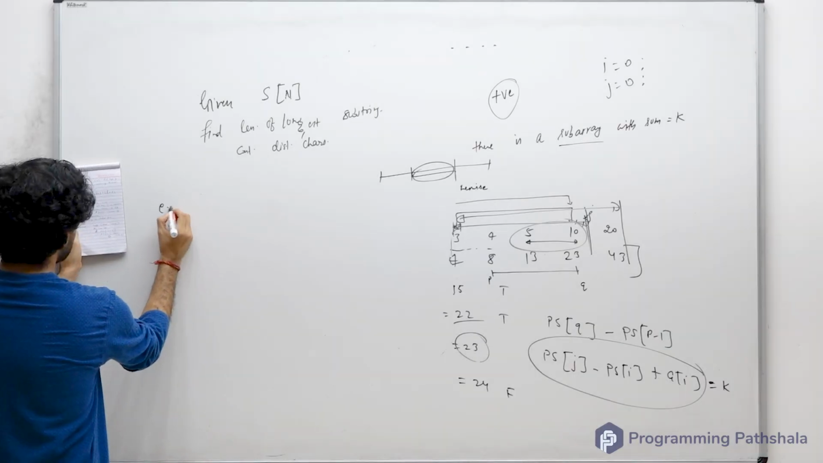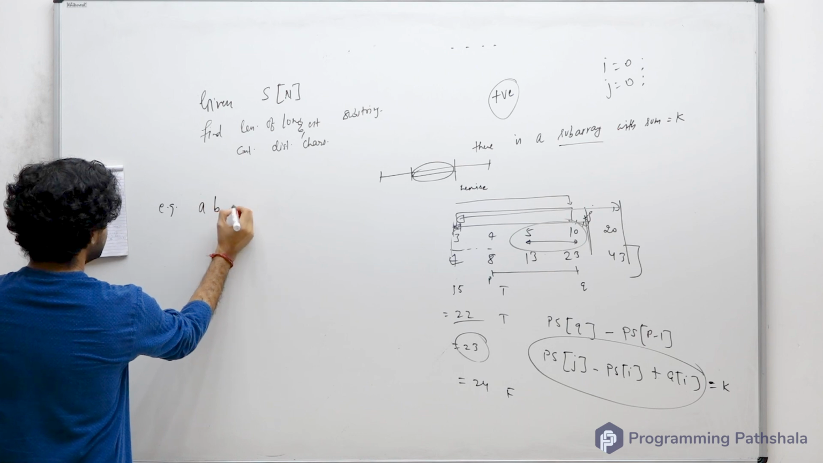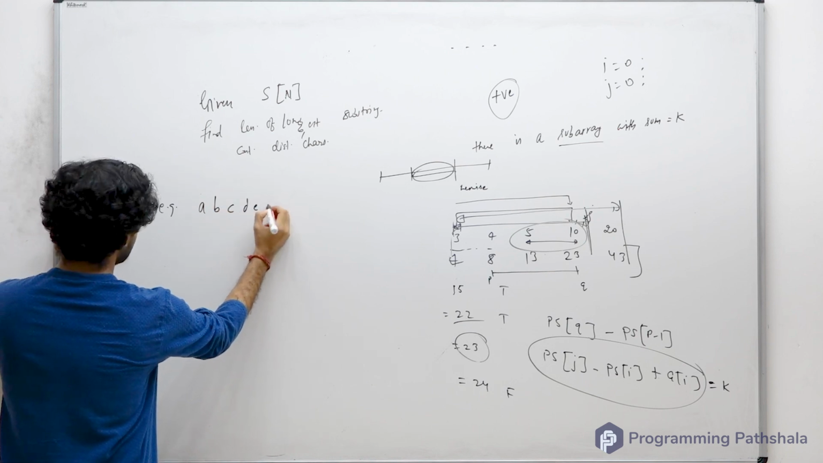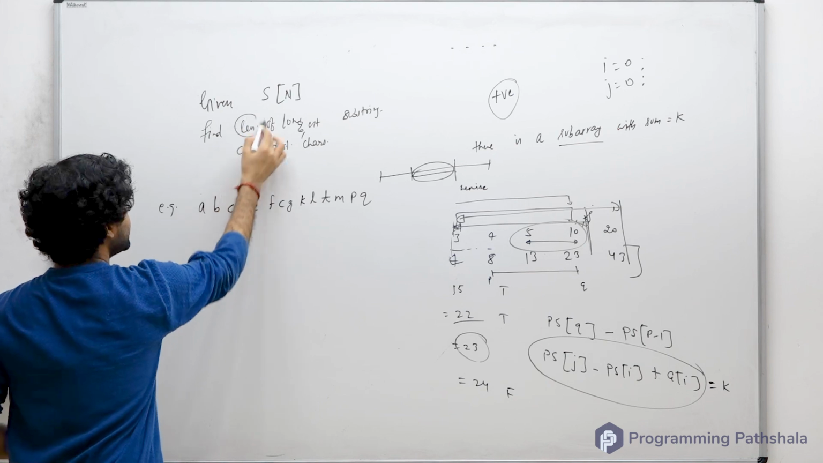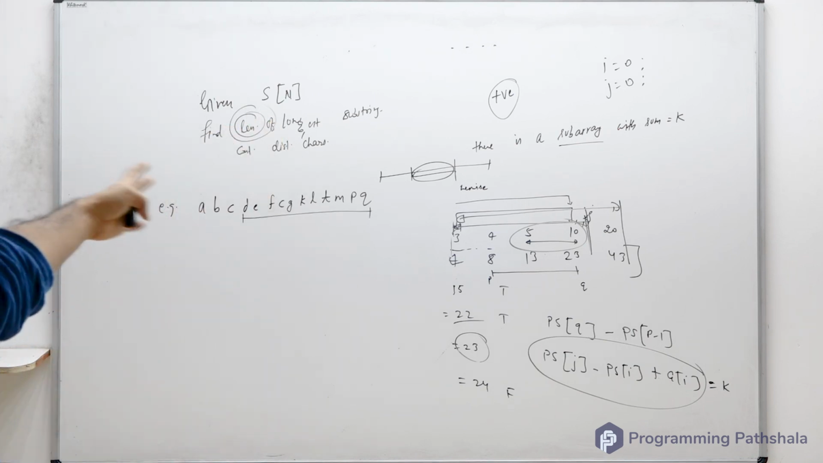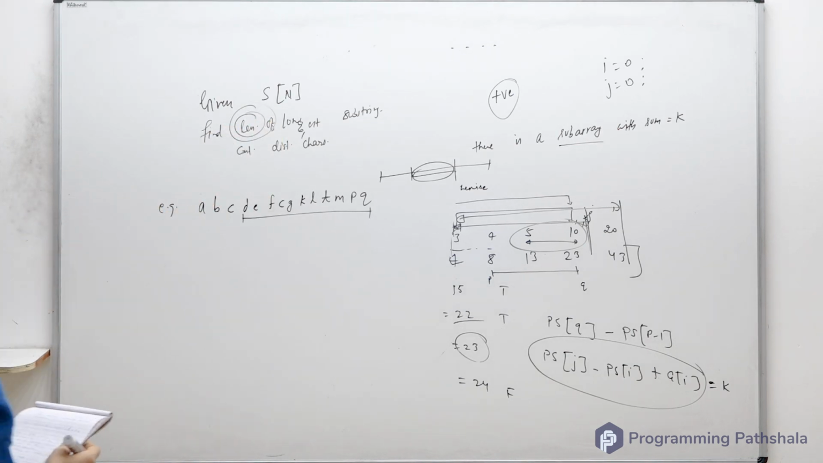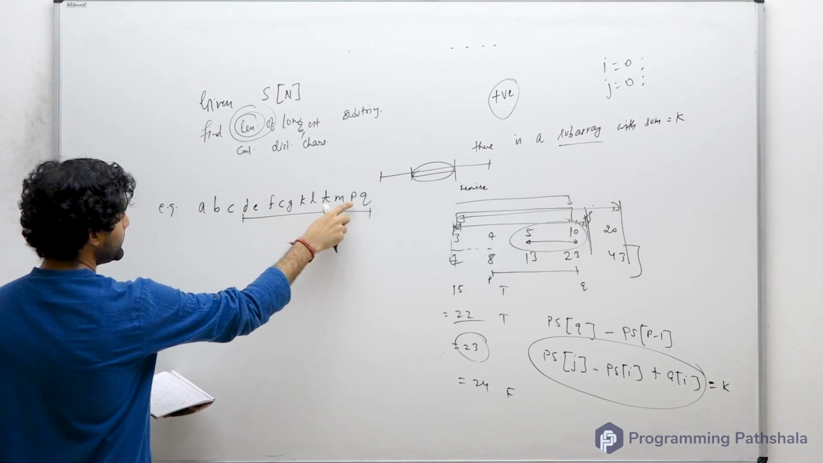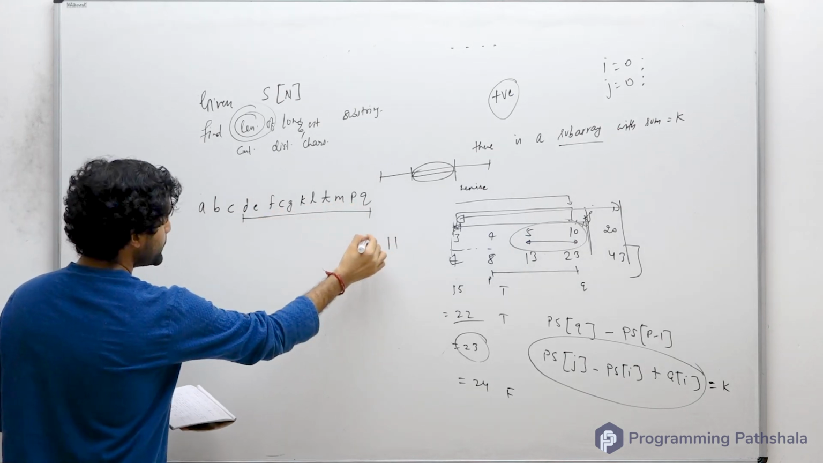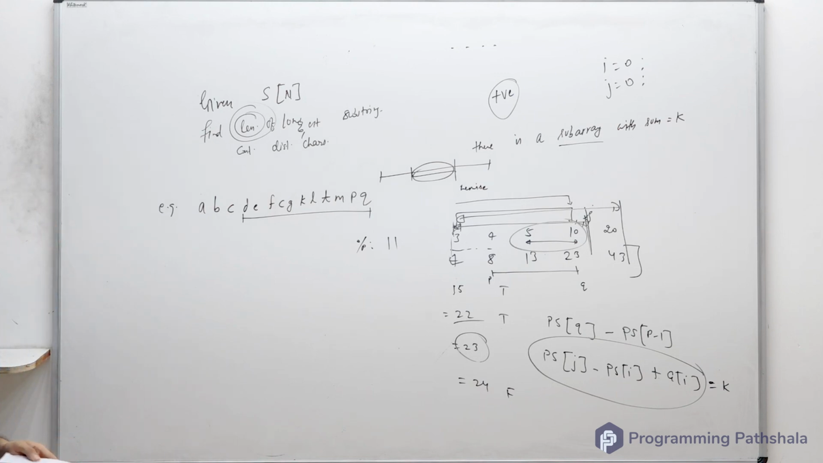If let's say my example is like this, A, B, C, this is a string. Can you tell me the answer for this case? I'm just interested in length and nothing else. Yeah, D to Q. And what is that length? That length is 1, 2, 3, 4, 5, 6, 7, 8, 9, 10, 11. So here my output should be 11.